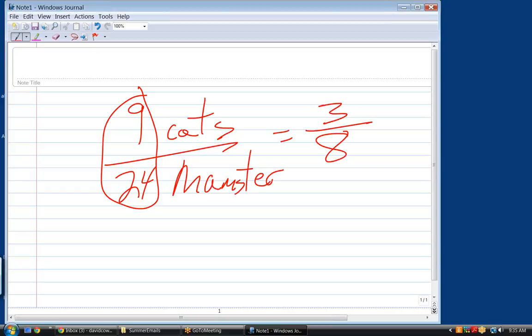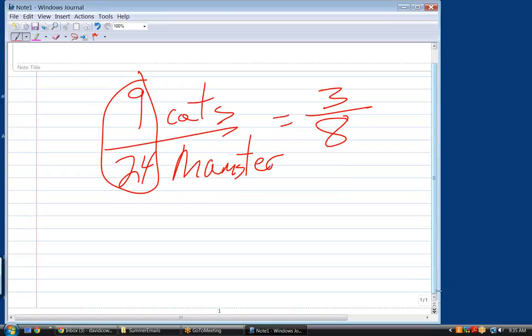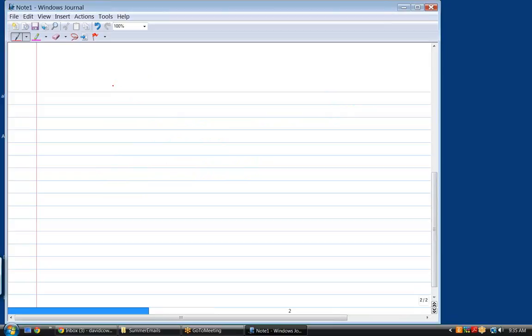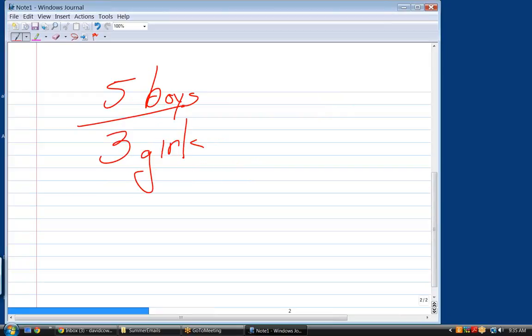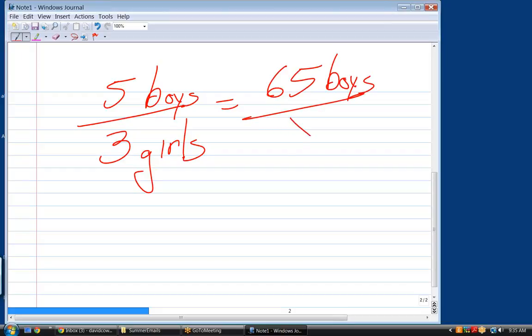Okay. If the ratio of boys to girls in a class is 5 to 3, and there are 65 boys, how many girls must there be? So, here's the ratio. We have 5 boys per 3 girls. And that ratio has to be the same, so I put the boys on top over here, and the girls are the unknown.